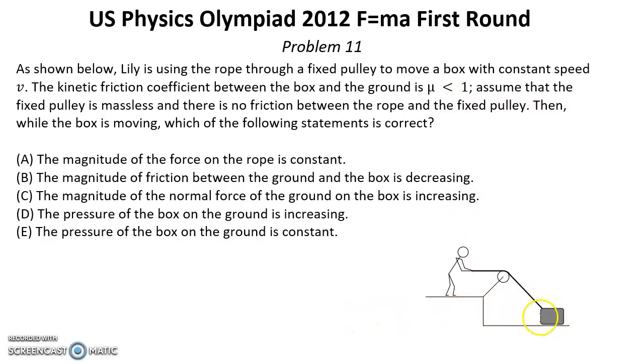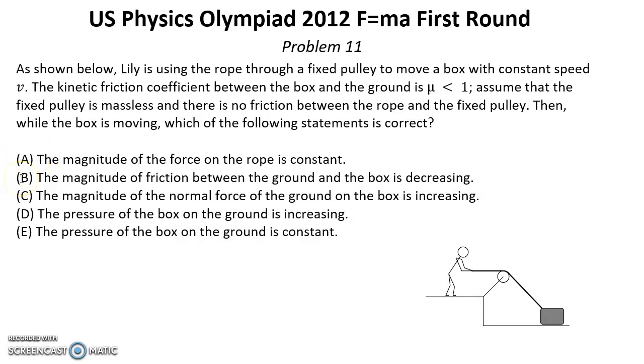And now suppose that the angle is almost 90 degrees. In that case, the force on the rope is almost mg. So it means that it's greater than mu mg. And statement A is not correct.